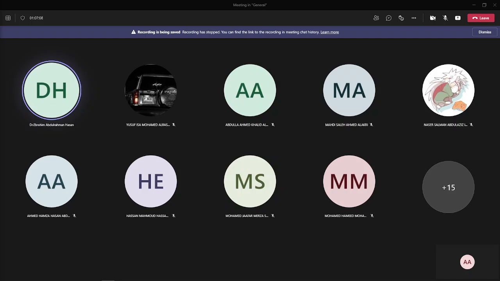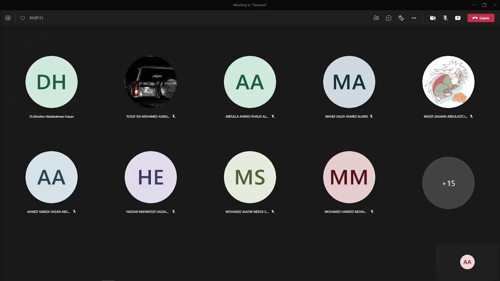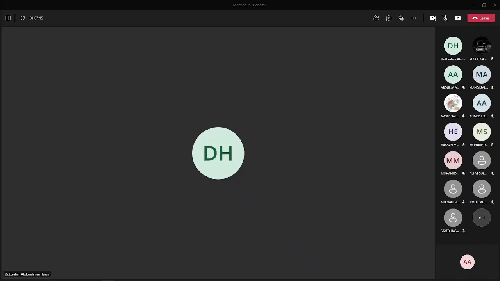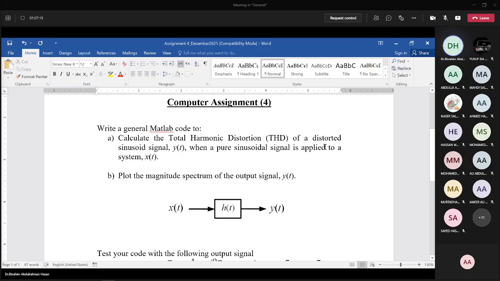Anyway, let me give you the next assignment. Okay, this is the assignment, Assignment number 4. You need to write general MATLAB code to calculate total harmonic distortion. Also plot the magnitude spectrum of the output signal. The input is a purely sinusoid. The output is a distorted sinusoid.